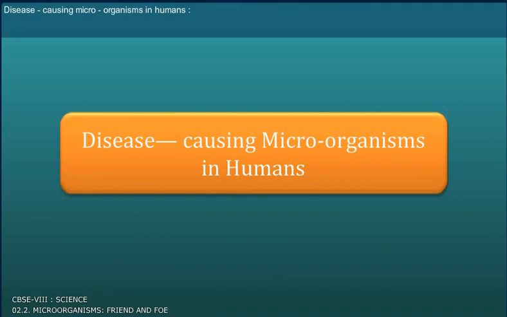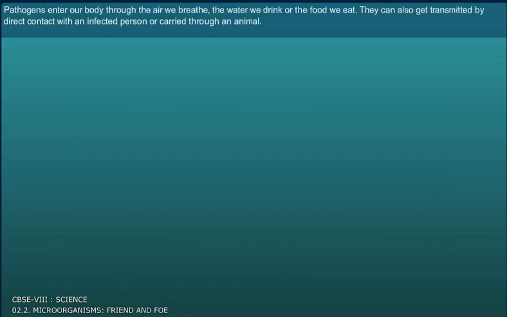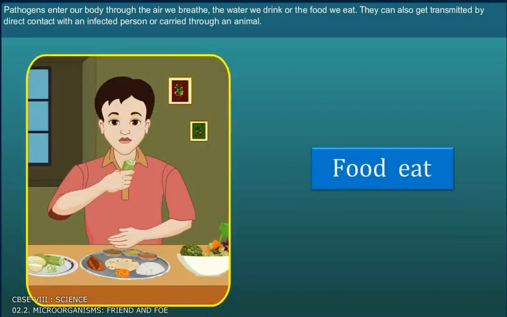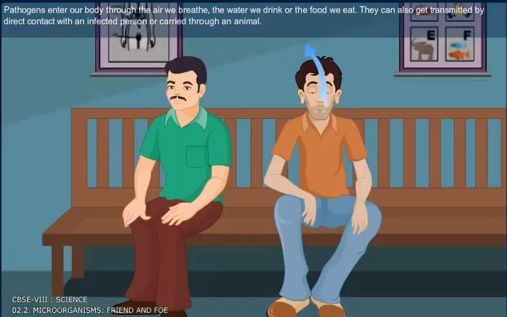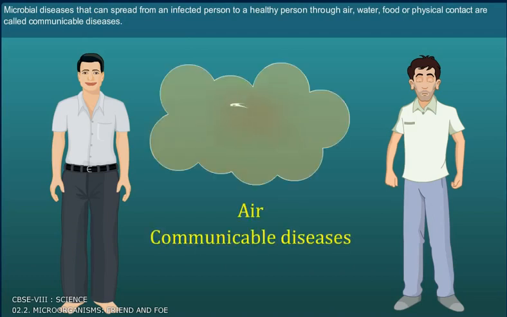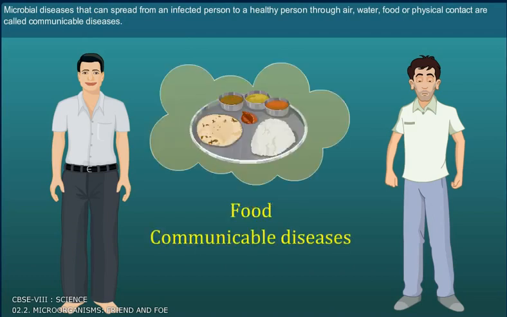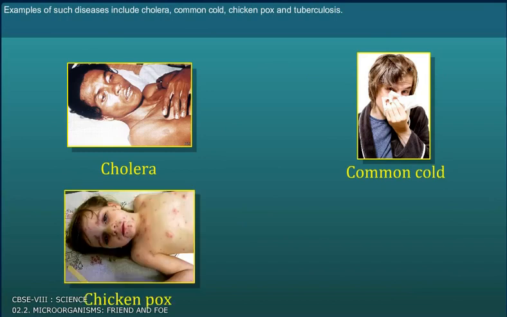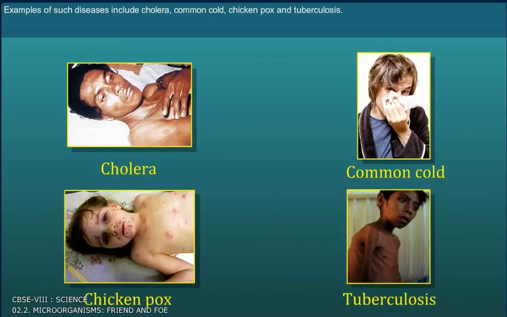Disease-causing microorganisms in humans. Pathogens enter our body through the air we breathe, the water we drink, or the food we eat. They can also get transmitted by direct contact with an infected person or carried through an animal. Microbial diseases that can spread from an infected person to a healthy person through air, water, food, or physical contact are called communicable diseases. Examples of such diseases include cholera, common cold, chickenpox, and tuberculosis.